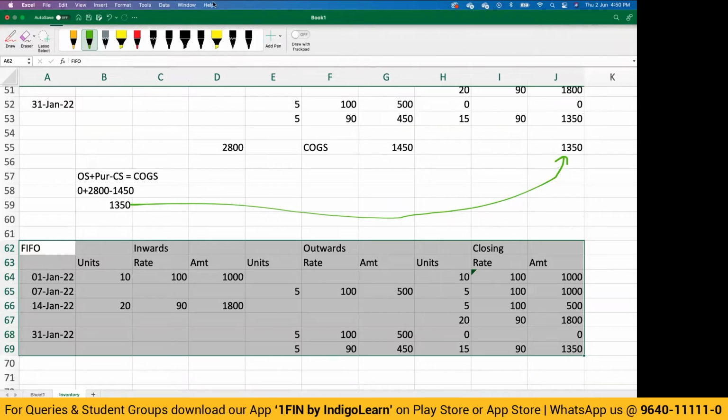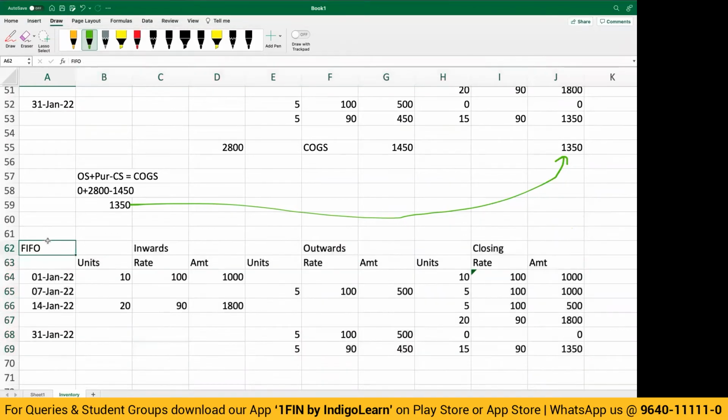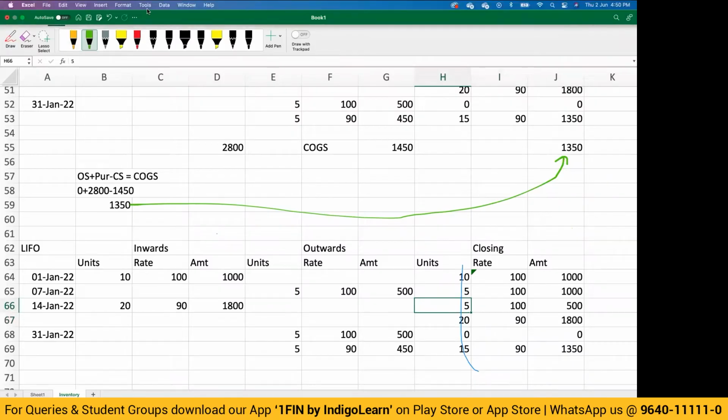Okay, sir. Now, when it comes to LIFO method, first entry no change, second entry no change, third entry is a purchase. Now here also no change. Mihir, please don't annotate on the screen. It is difficult for me to write them.